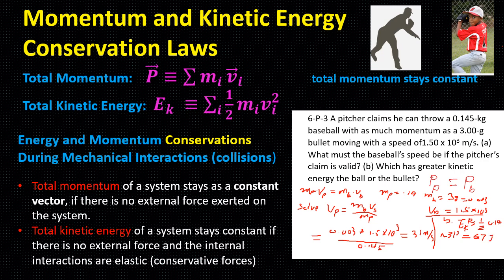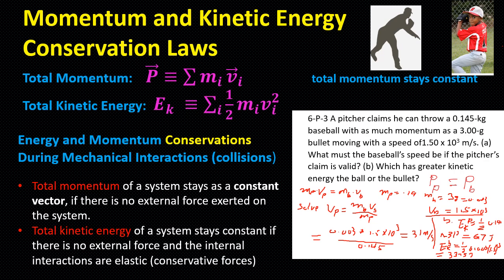Now the same thing for the bullet: kinetic energy is also one half m v squared. It has a very small mass, but a very high speed, 1.5 times 10 to the third, and you square the velocity. I'll drop the steps, and that comes to about 3,375 joules, compared to just 67. It's much higher energy.